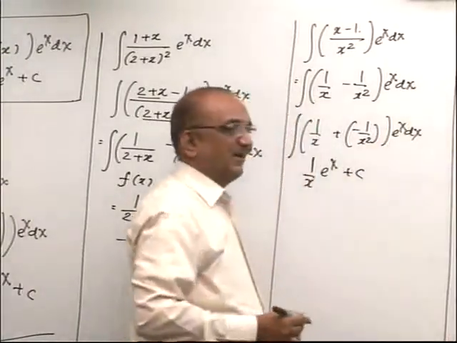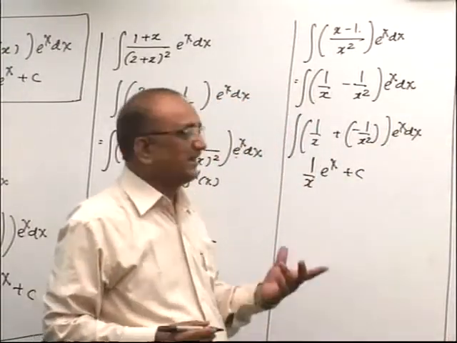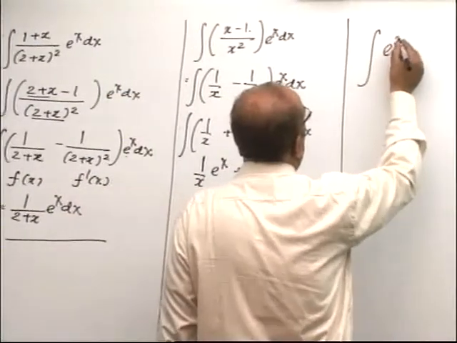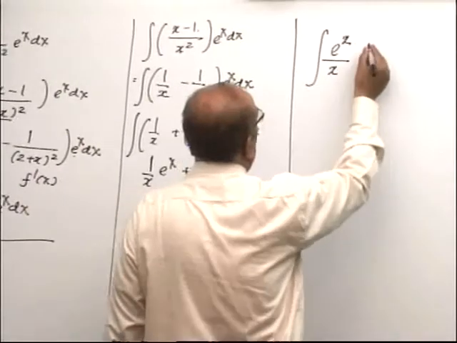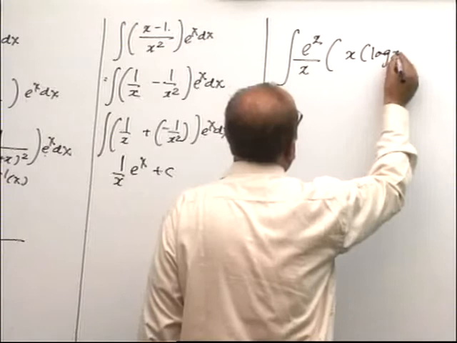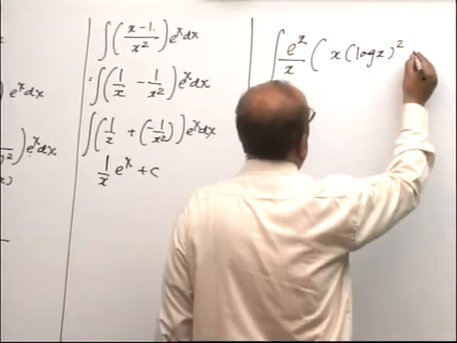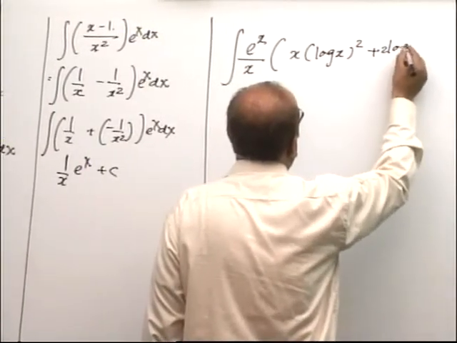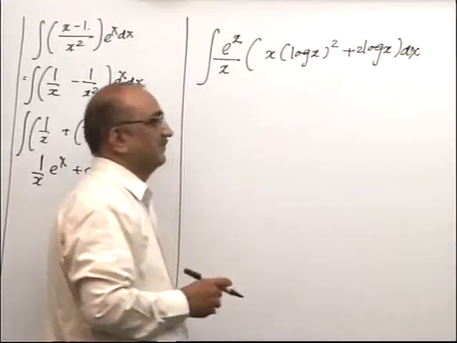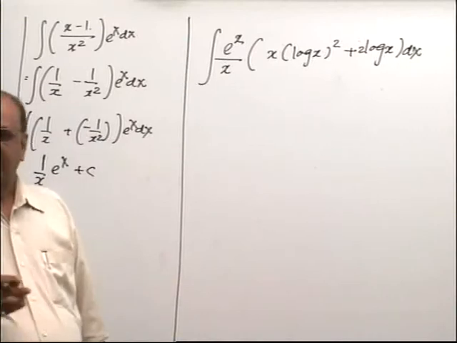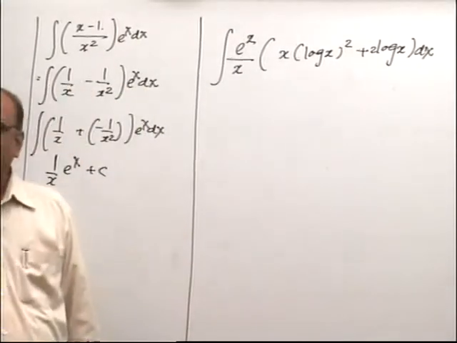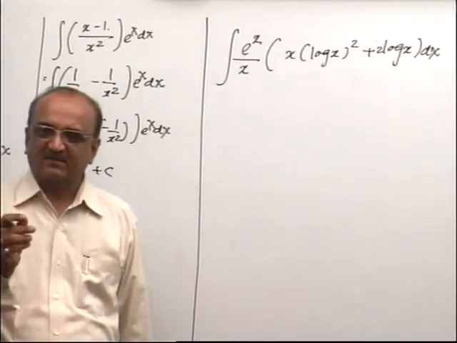This is the third question. Or in the same way you can say the last question of this method is the integration of e raised to x upon x into x log x square plus 2 log x dx. This example is very much easy, but according to the formula we have to adjust.